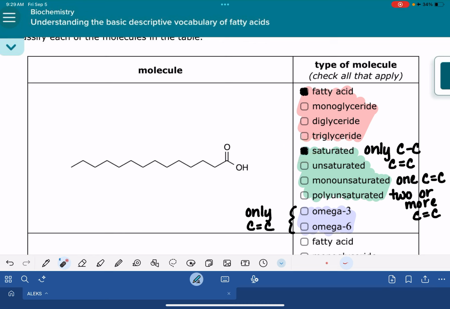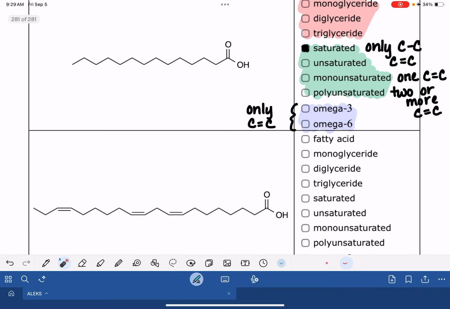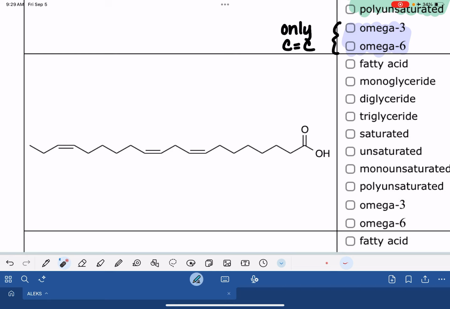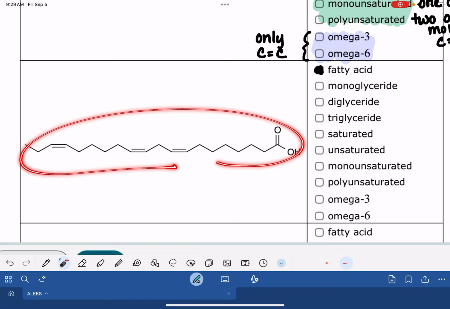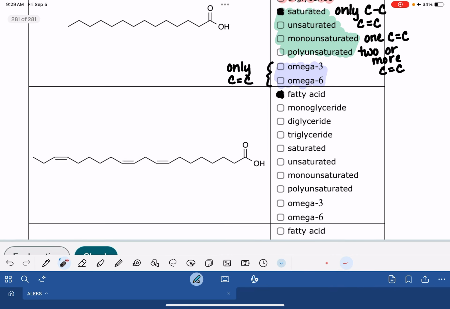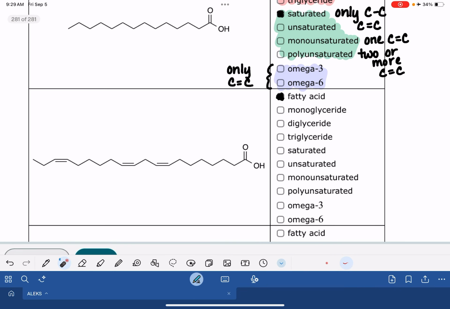Let's look at a second example where we have an unsaturated molecule and we have to use some more of these terms. So here's our second example. Again, first of all, this molecule is a fatty acid. It is not a mono, di, or triglyceride. This molecule is not a saturated molecule. A saturated molecule is one that contains only carbon-carbon single bonds, and we can see that I have three carbon-carbon double bonds. If I have any carbon-carbon double bonds at all, then we call the molecule unsaturated.